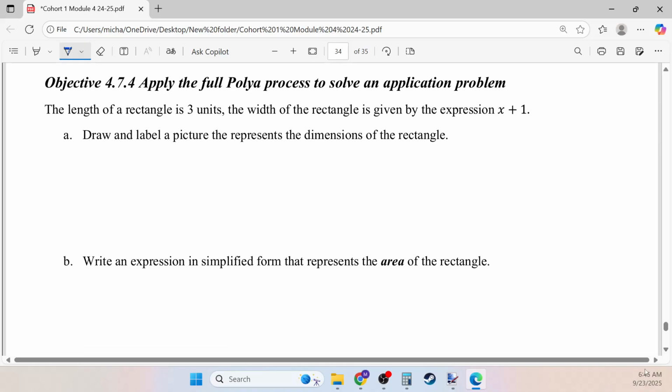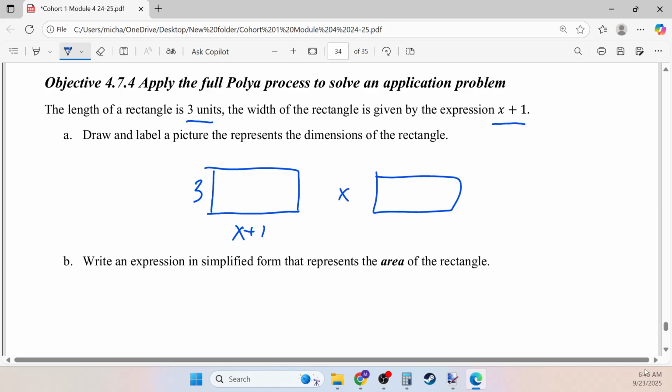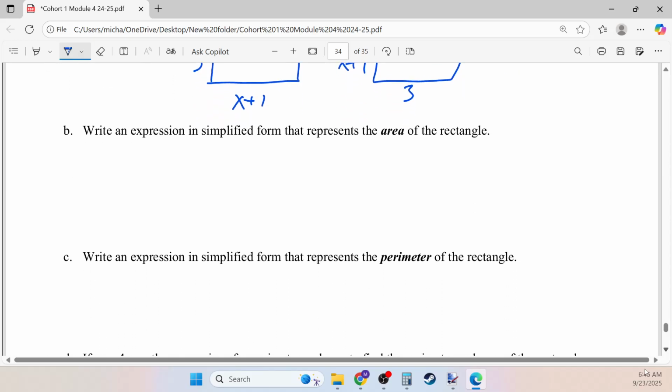Apply the full Polya process to solve an application problem. The length of a rectangle is 3 units. The width of the rectangle is given by the expression x plus 1. Draw and label a picture that represents the dimensions of the rectangle. You could also draw it this way. Write an expression in simplified form that represents the area.